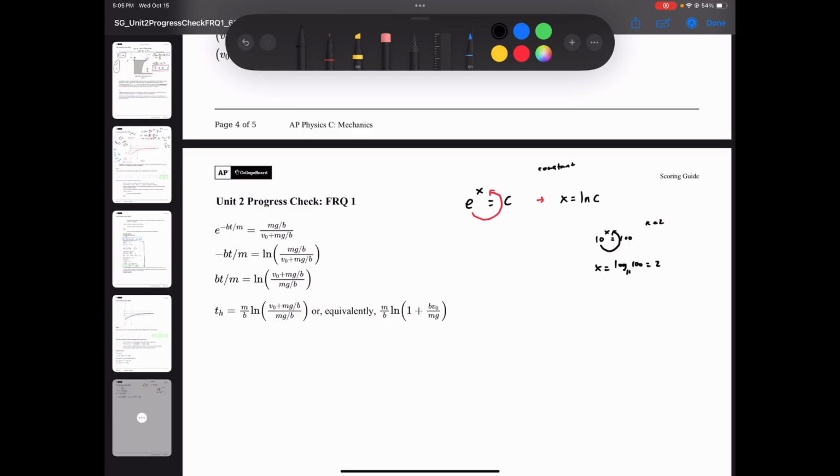So I just want to cover that because it might be some time since you've seen exponentials and natural logs, but that's what they're doing over here. They have e to the negative b over m, okay? So this part here equals this ratio here, and then they just do some reorganization using the properties of logs. For example, if you put a minus sign in front of the log, you can just flip the ratio. And here we have th equals m over b times the natural log of this whole expression. And that's how you solve that one.